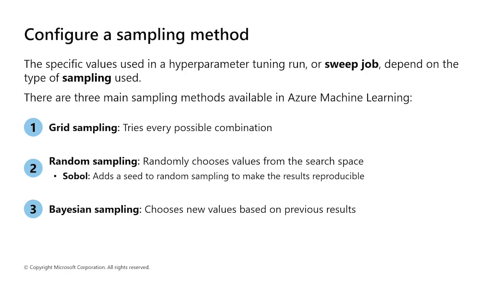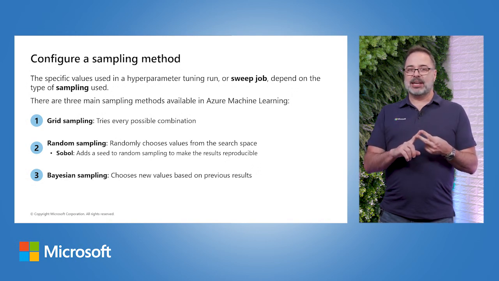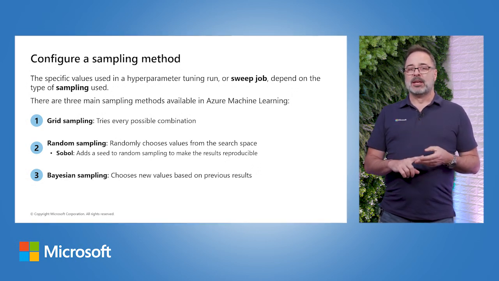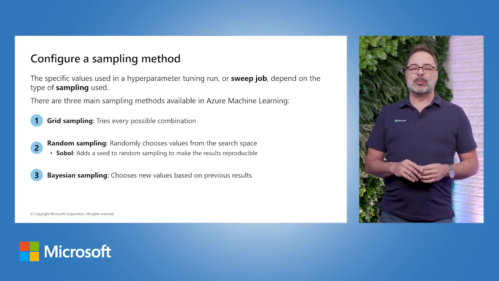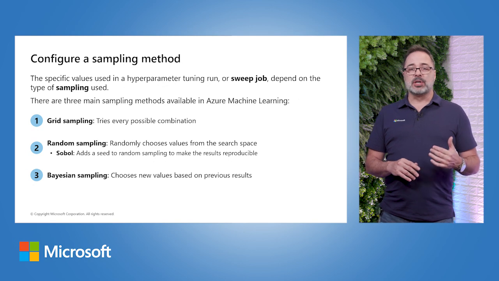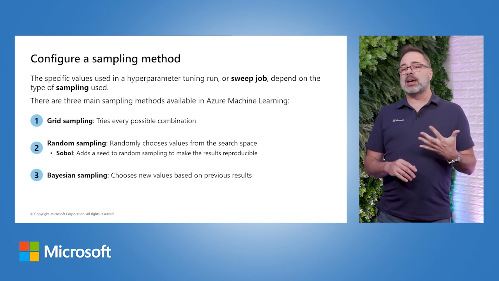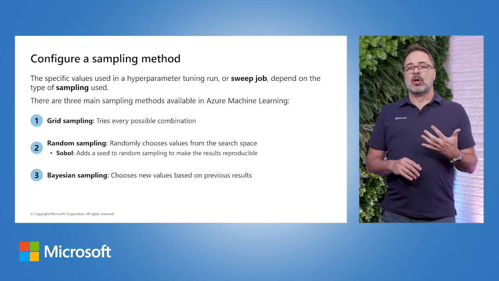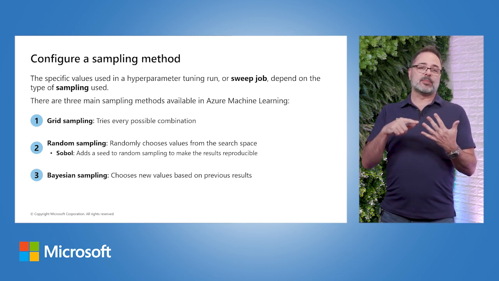When we configure our hyperparameter tuning, we need to select the type of sampling method that we want to use. The Azure Machine Learning Service supports grid sampling, random sampling, and Bayesian sampling. Grid sampling can only be used on discrete hyperparameters and will try every possible combination of the values that we specify. So for example, if we configure a hyperparameter to use 5 specific values using grid sampling, we would produce 5 different models, one for each of the values.